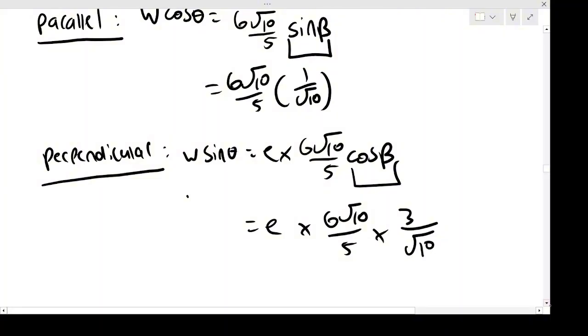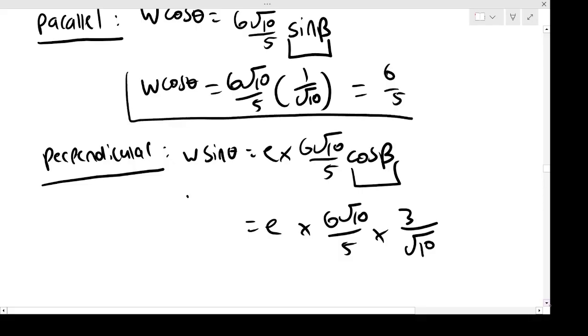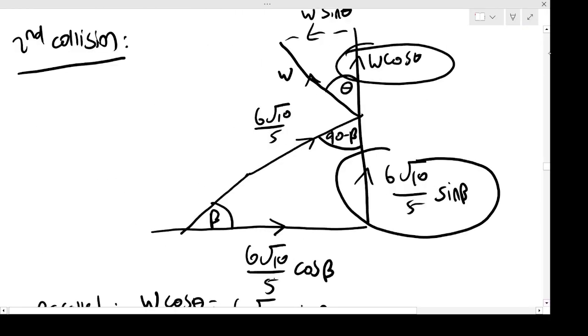So I could simplify this. So W cos theta is 6√10 over 5 times 1 over √10. That will go to 6 over 5. Okay. So W cos theta is 6/5. And here, well, actually, we're going to need E. I believe we're told E.